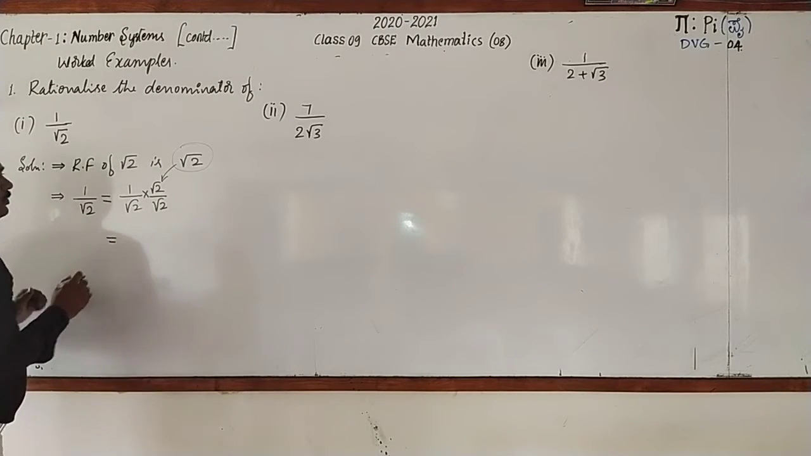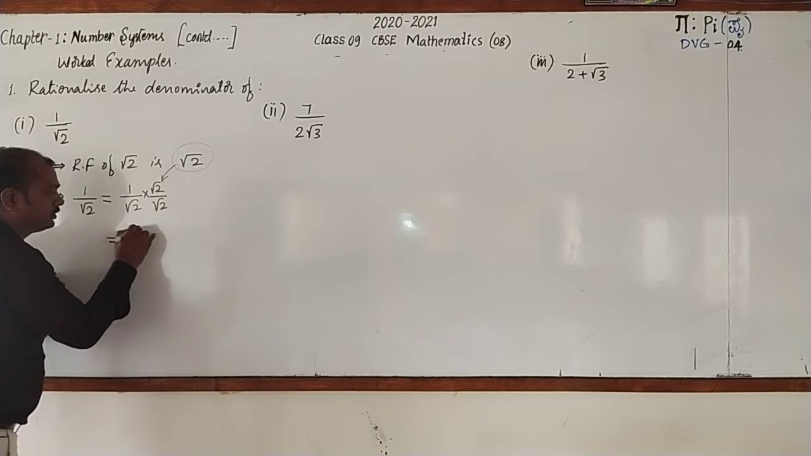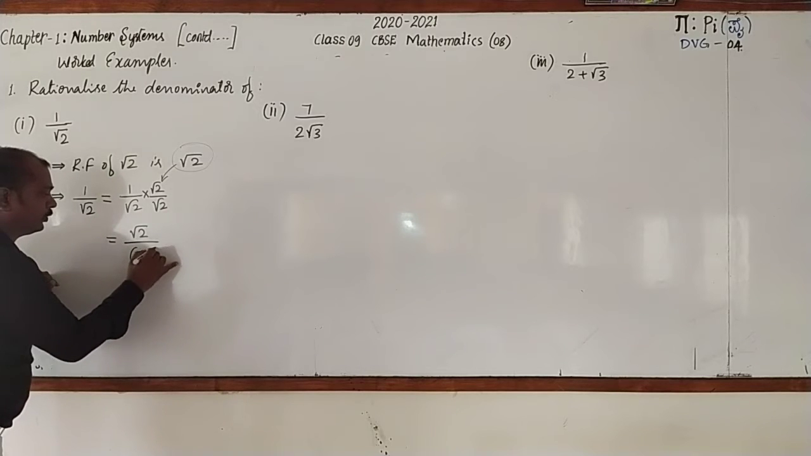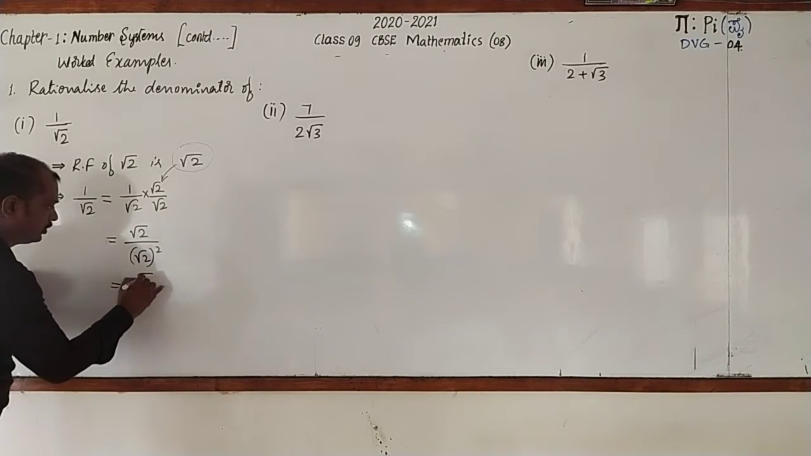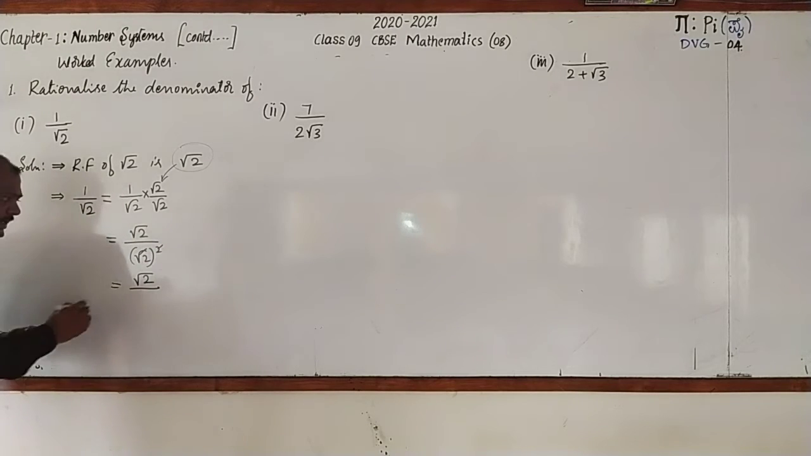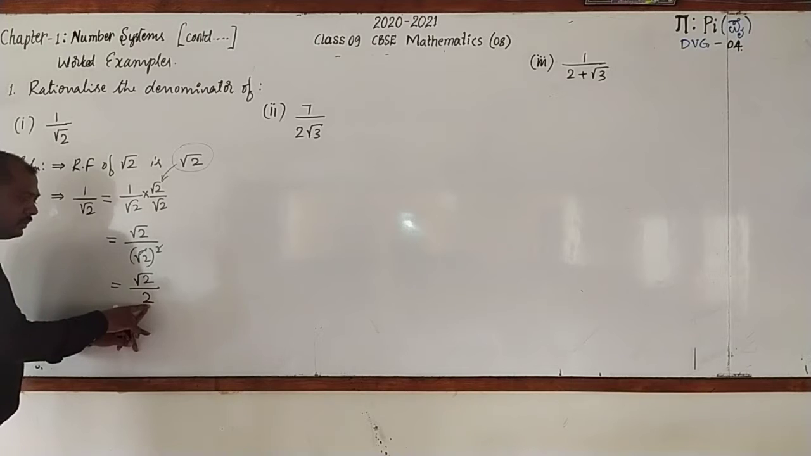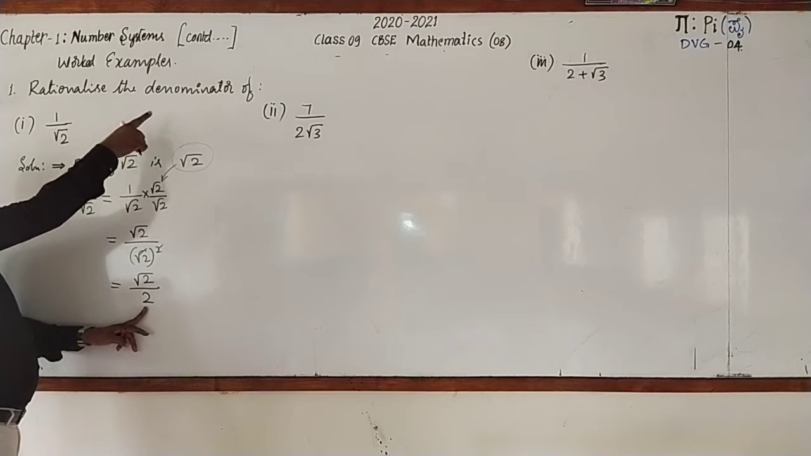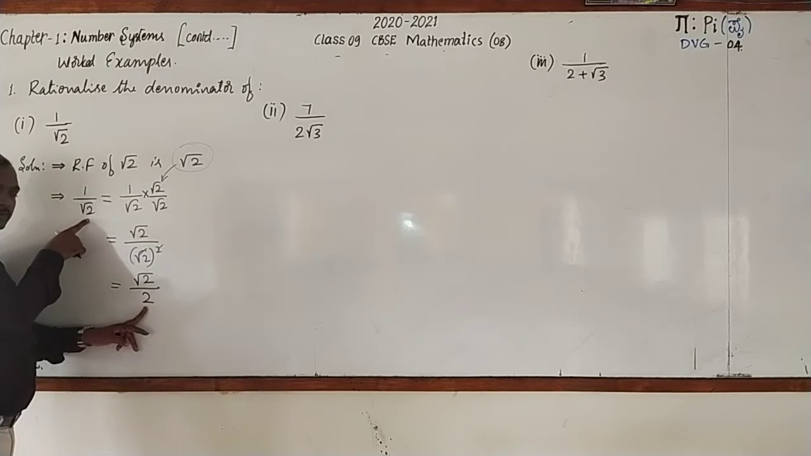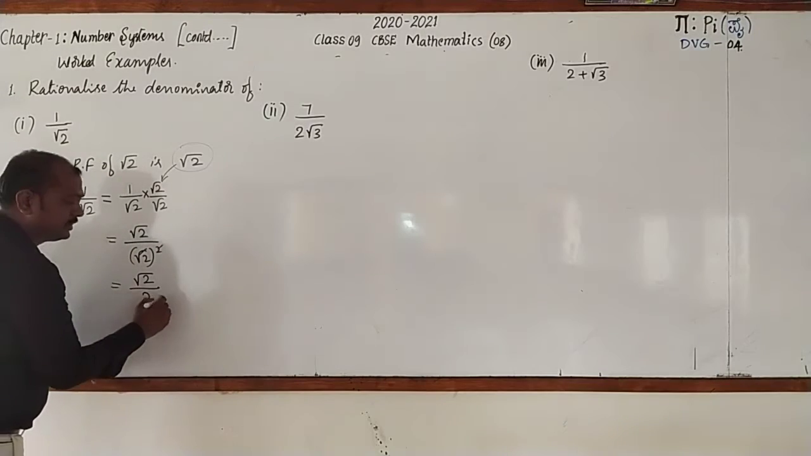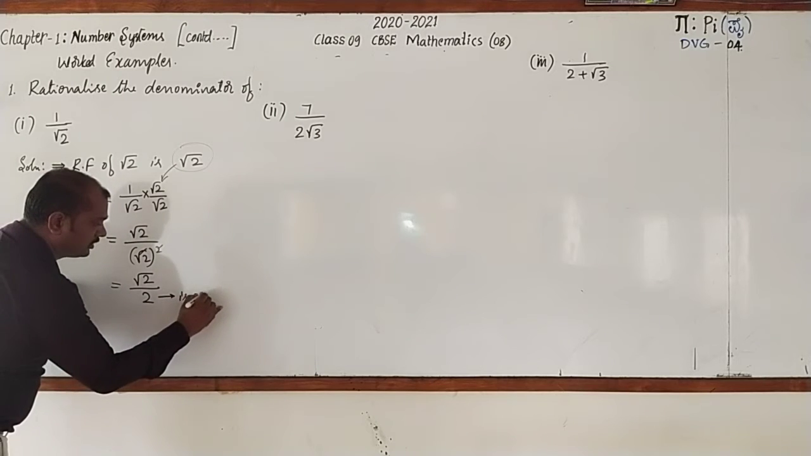Clear? What is 1 into root 2? Just root 2. Root 2 into root 2 is root 2 whole square. Now this is equal to root 2 by 2, as the square and root get cancelled. The root gets cancelled, 2 will remain. What is in the denominator? Yes, 2. So whether 2 is rational or irrational, it is rational. So, rationalize the denominator. The denominator was root 2 and it is rationalized. Got it? 2 is rational.